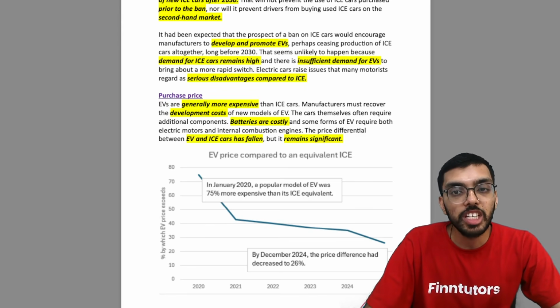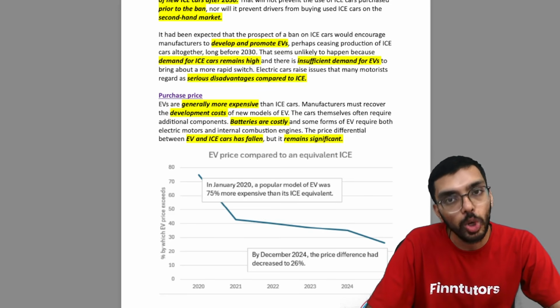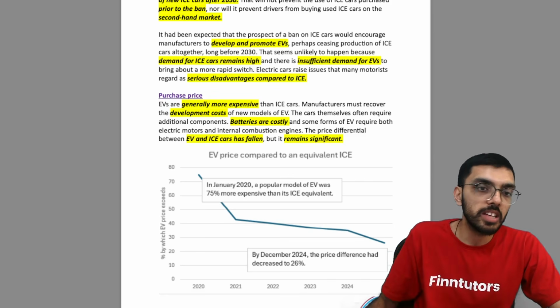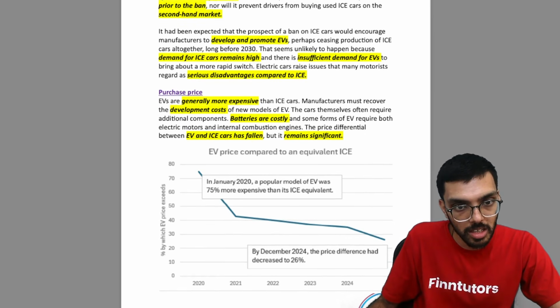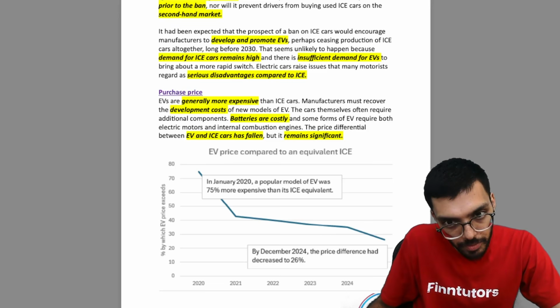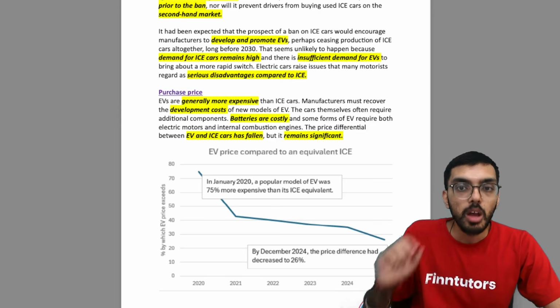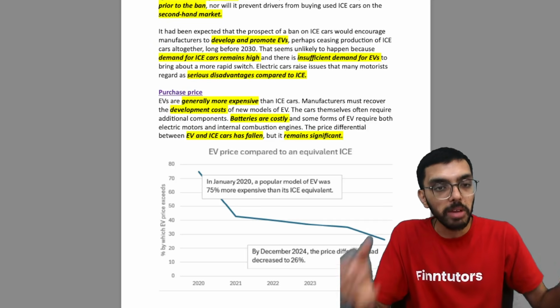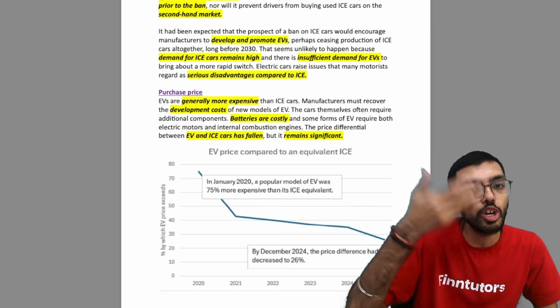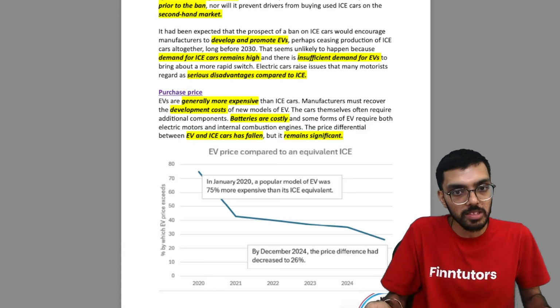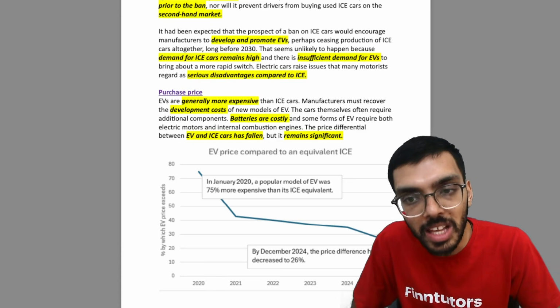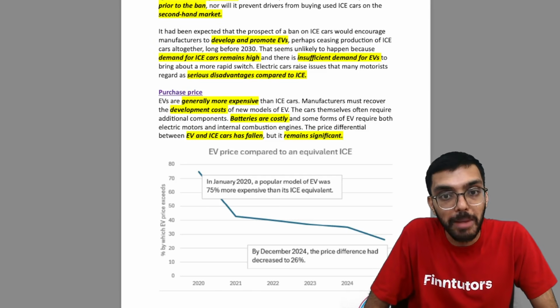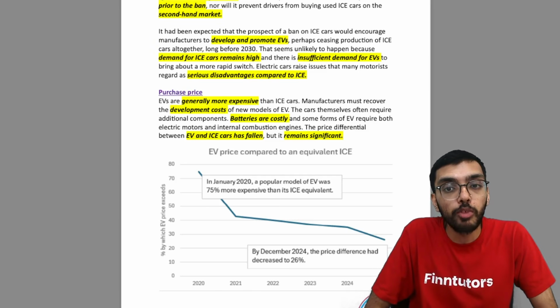Electric cars raise issues that many motorists regard as serious disadvantages compared to ICE. The first disadvantage is the purchase price, because EVs are generally expensive compared to ICE. Manufacturers must recover their development costs. When you develop an EV, it's a very big cost which needs to be recovered, and then you charge your customer more for that. That's why the products are expensive. The cars themselves often require additional components like batteries, which are costly, and some forms of EV require both electric motors and ICE as well.